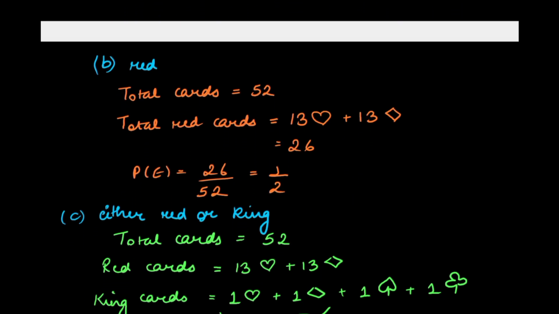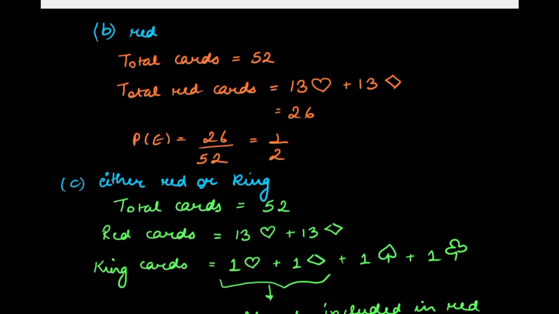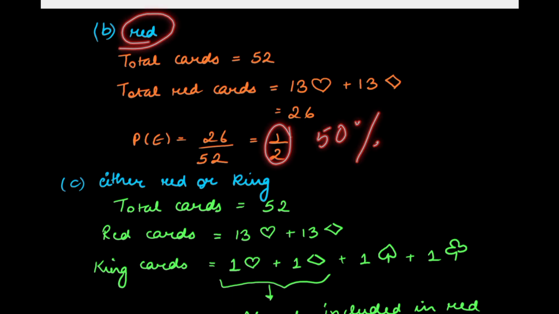Next is drawing a red card. In the pack of 52 cards, there are 26 red cards, that is 13 hearts and 13 diamonds. So the probability is 26 by 52, as red cards are 26 in number and 52 are the total number of cards that are available in a pack. So the probability is 1 by 2. That is, there are 50% chances of drawing a red card.